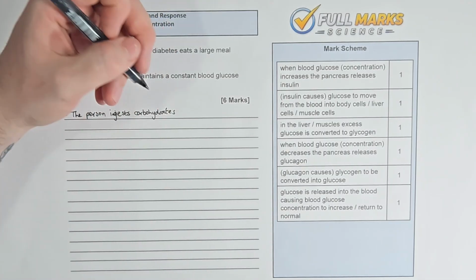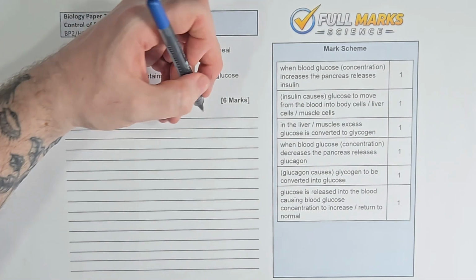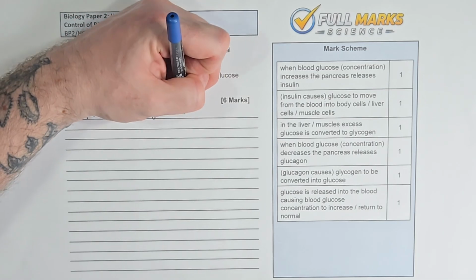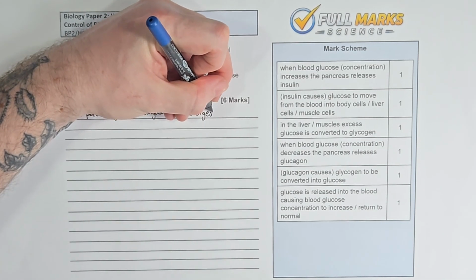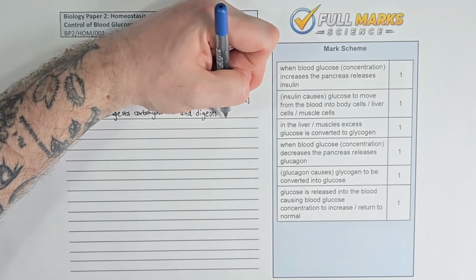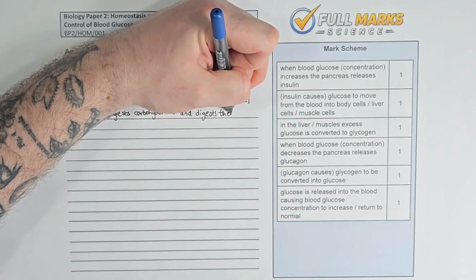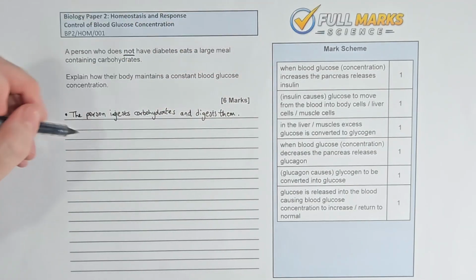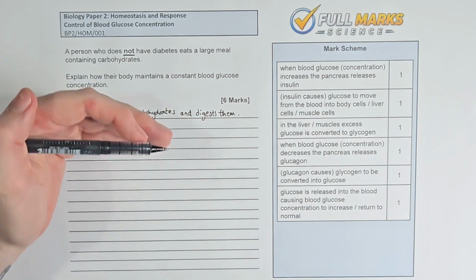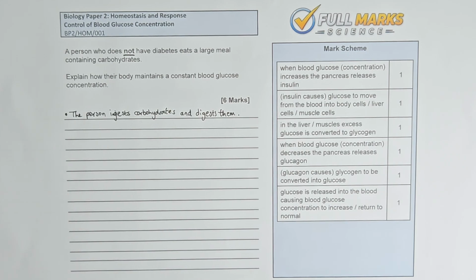Carbohydrates are going in, they're going to be broken down into glucose. So I'm just going to say the person ingests carbohydrates and digests them, because then we are inferring that it's being broken down and enters the bloodstream. So this isn't getting me any marks, but it's helping me to answer.